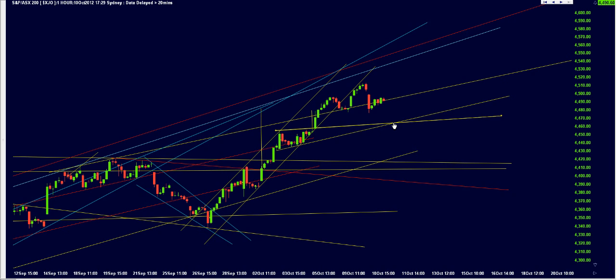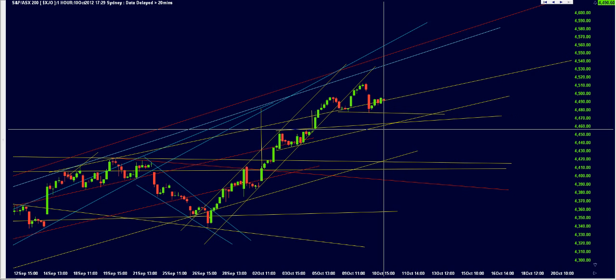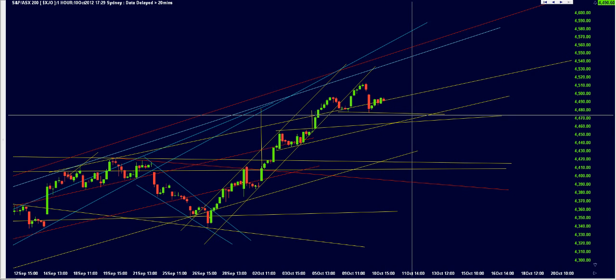But if this area breaks, we can expect that this cluster of support down here around the 4,420 area should be able to hold the markets up for a while. And this does look fairly toppy, guys. There's no bearish pattern as of yet, but if we do break this level here, this descending line, the market will probably head down lower. So keep that on your radar.